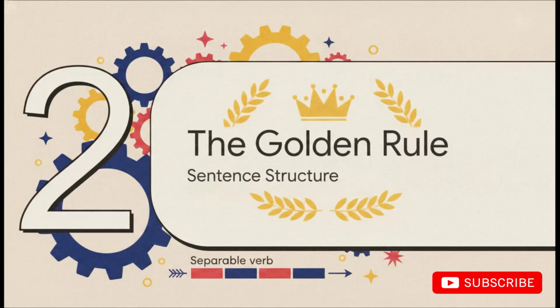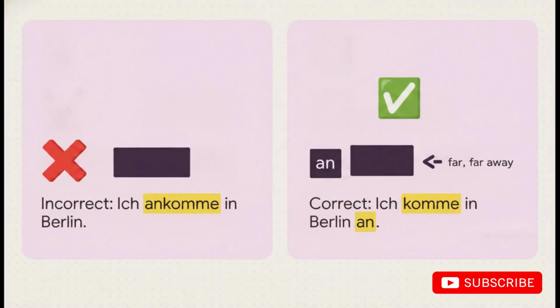Moving on to section 2, the golden rule. Let's see how this all builds into actual sentence construction. Now, the absolutely crucial point here is avoiding the direct English translation trap. Let's use the verb ankommen, which means to arrive. In English, we keep the verb whole, right? I arrive in Berlin. If you try to directly translate that structure, you'd get ich ankommen in Berlin. And listen closely here, in German, that is completely incorrect. You really have to embrace the German way, where that prefix, the an, gets chopped off and sent far, far away to the end. The correct phrasing is, ich komme in Berlin an.